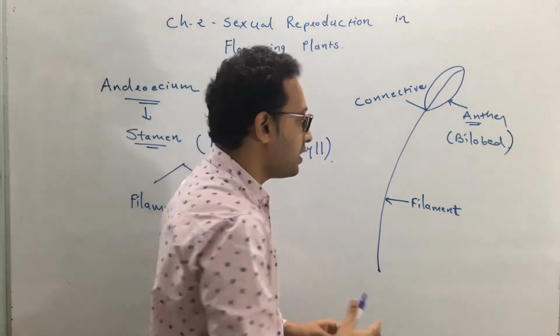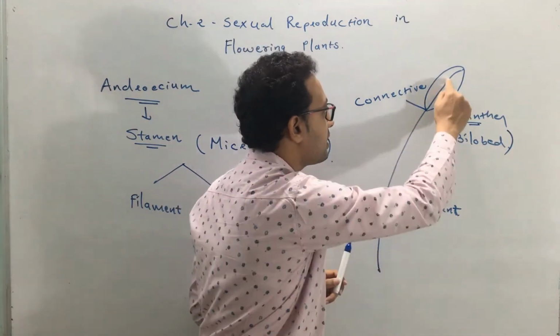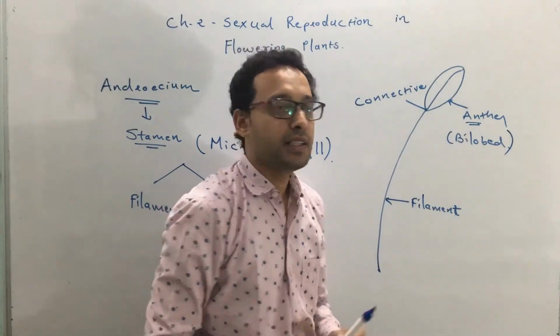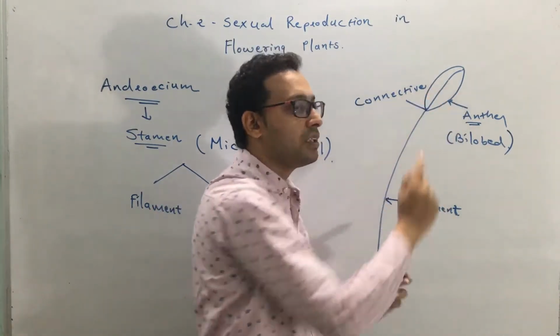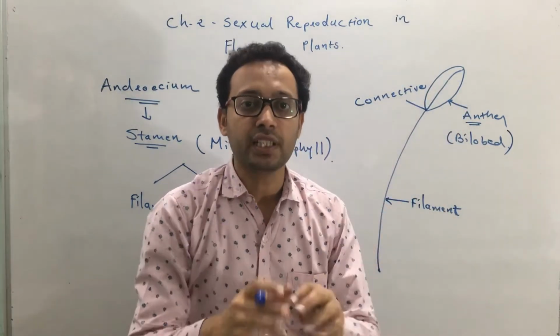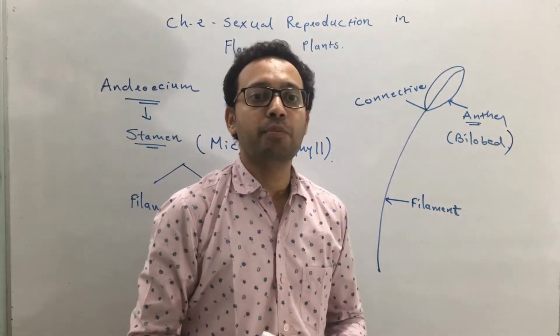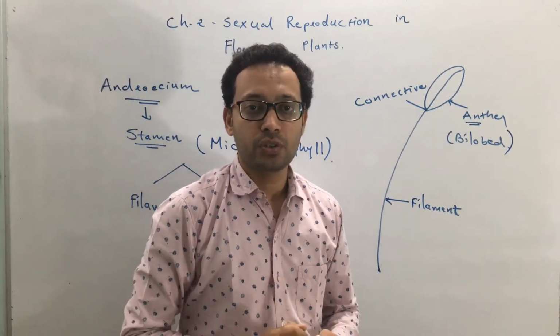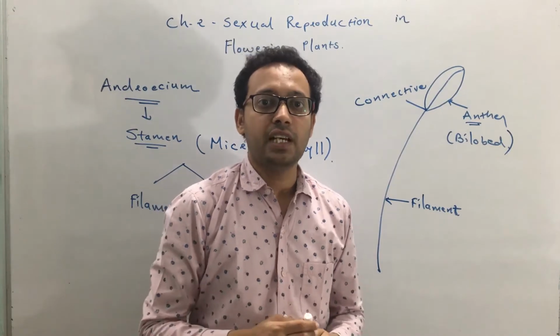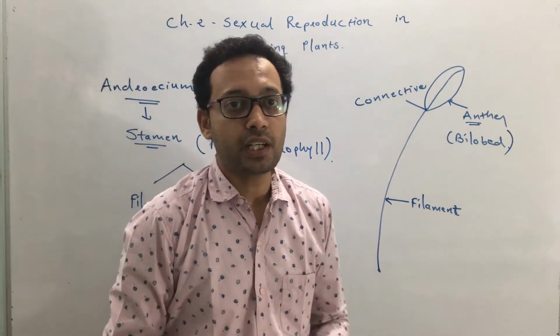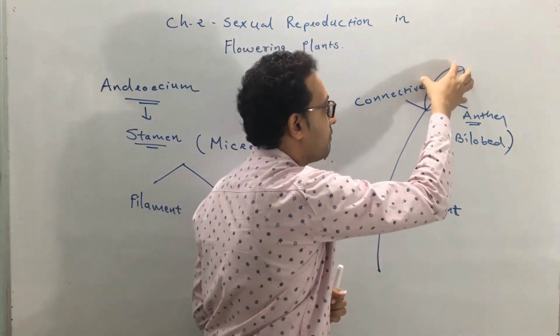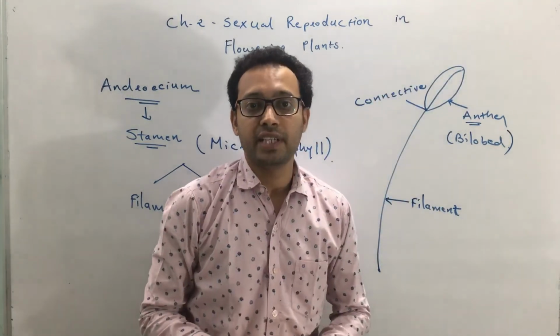Okay. So see, this is the filament, it is a sterile part, and this is the anther, it is a fertile part. The male gametes are produced over here, or the pollen grains are produced within it. So let's see how the pollen grains are going to be produced. Okay, so now we will start. But to understand how the pollen grains are produced, we should know the structure of this anther, a fertile part.